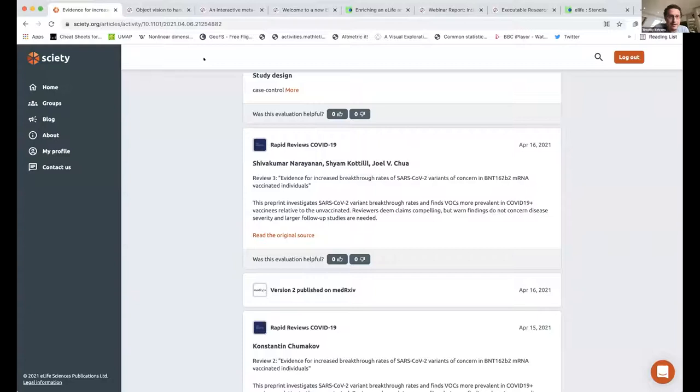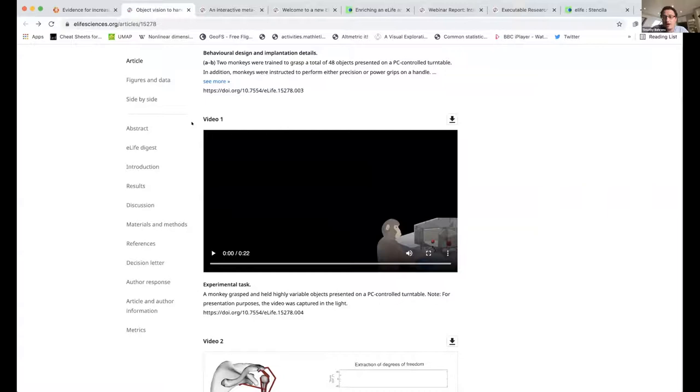This is an eLife paper about some monkeys that are reaching and grasping some objects. And the critical thing is, how do they grasp them? And how does the brain control how they grasp them? If you were writing a traditional paper, you would spend a long time explaining this task, and probably your reader wouldn't really understand what you're talking about. But if you have the opportunity to embed a video inside your paper, then you can do something like this. This is just literally showing the monkey doing the task.